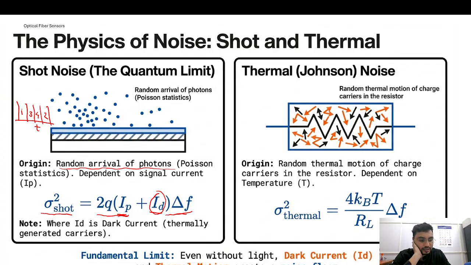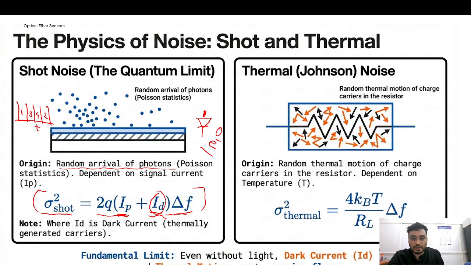What does dark current mean? A photodiode usually has a tendency to generate holes and electrons without any photons hitting it, because of thermal excitation. So that ID is because of the thermal excitation, and we have included it in the shot noise itself. This is the complete equation for the shot noise plus dark current noise.